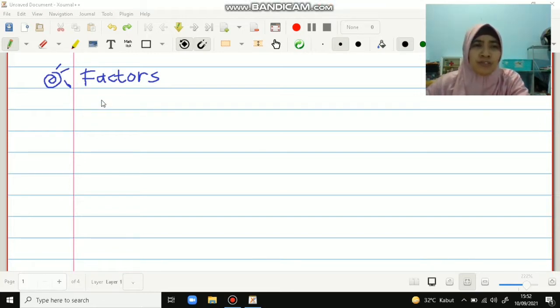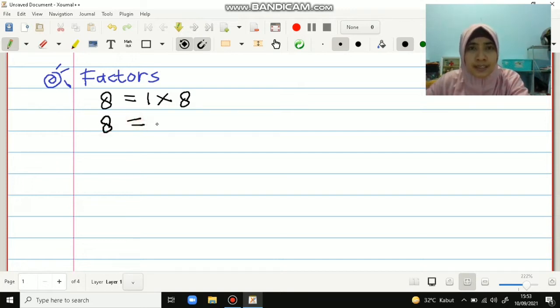Let's start with factors. What are factors? Factors are all numbers that can divide a number given exactly without any remainder. Let's say we have 8. What are the factors of 8? You can write down 8 as the product of multiplication of 1 times 8. On the other hand, you can also write down 8 as 2 times 4.